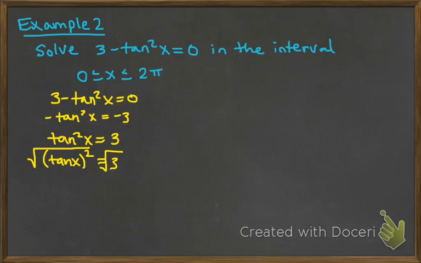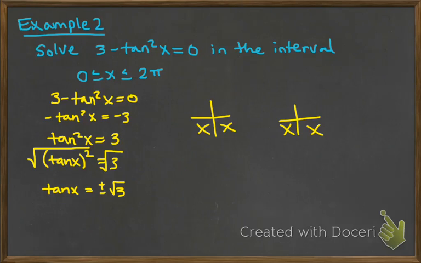When I do that, on the left side I'm left with just the tangent of x. On the right side, remember, anytime you take a square root, you've got to do plus or minus, so I get plus or minus the square root of 3. So now I need to figure out which quadrant it's in. Because it is tangent, tangent's period, remember, is only pi, meaning I'm not even going to look at the third or the fourth quadrant.